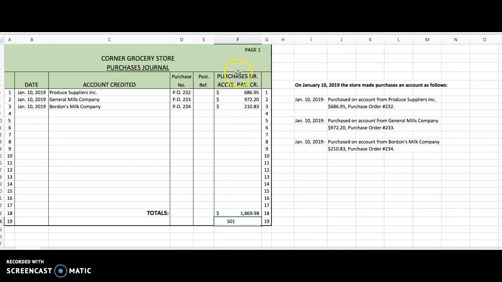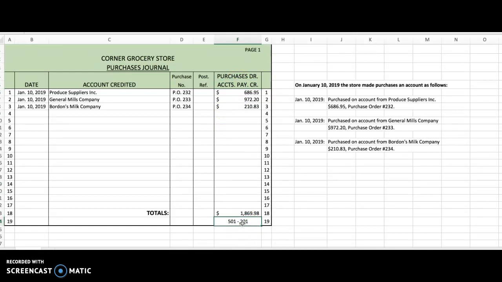Now, at the top of the column, it also says accounts payable credit. The same total has to be credited to the accounts payable account in the general ledger. So that will need to be indicated as well if we have already posted this. Let's assume it's account number 201. So if this is at the bottom of the page, this indicates that this amount has been posted as a debit to purchases, and this amount has been posted as a credit to accounts payable.